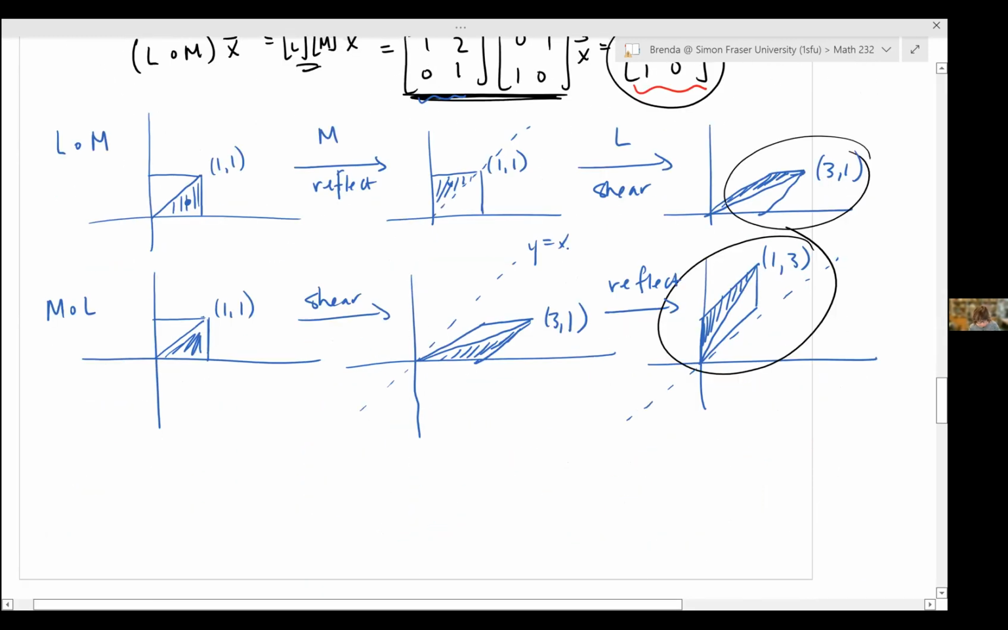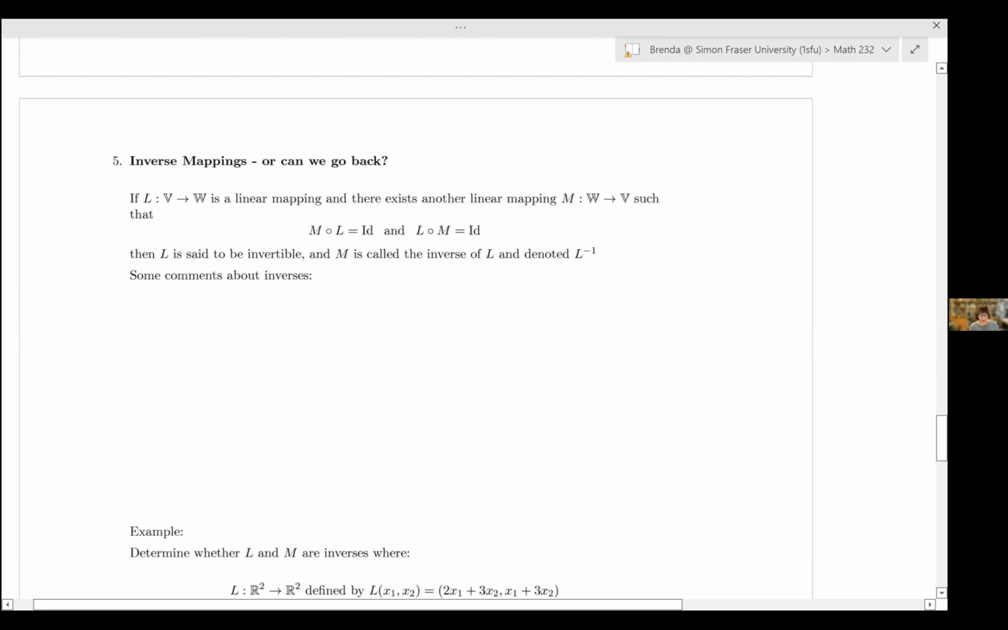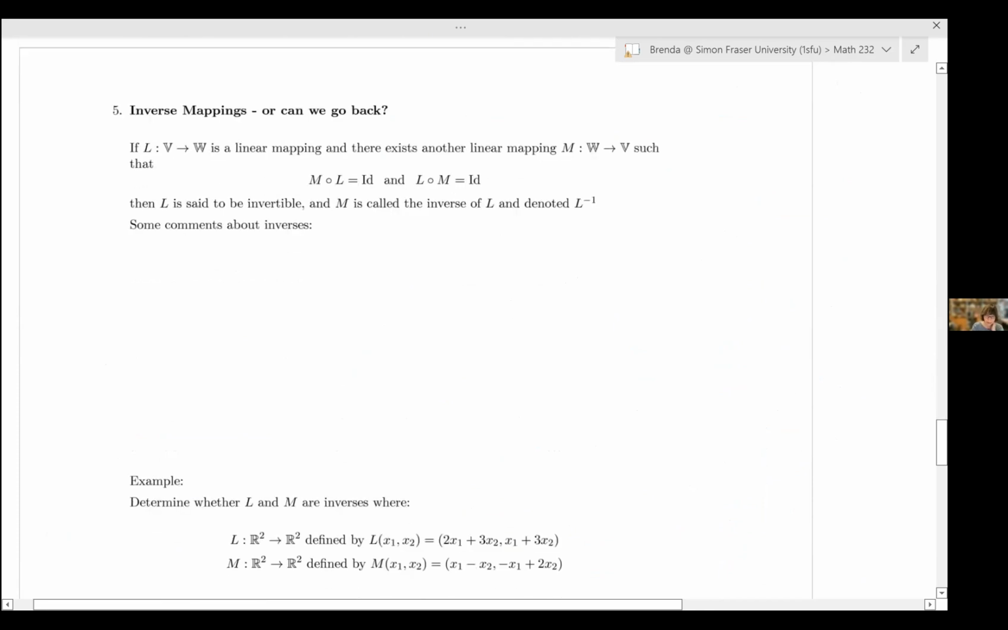Okay, the next point about mappings is, can we go back? Can we go backwards? And the answer is sometimes, not always. And that's actually an important distinction. So let me just make some comments about this. If M is the inverse of L, then L is the inverse of M.